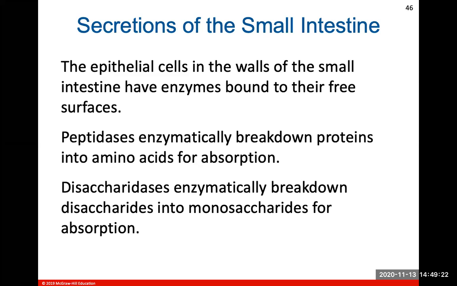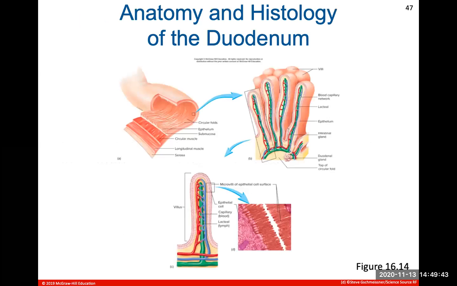The epithelial cells in the walls of the small intestine have enzymes bound to their free surfaces. Peptidases will enzymatically break down proteins into amino acids for absorption, and disaccharidases will enzymatically break down disaccharides, which are rings of two sugars, into monosaccharides for absorption. So the anatomy and the histology of the duodenum is really interesting because you have these villi, which will contain lacteals, blood capillaries, and intestinal glands, all perfectly created for absorbing and digesting food that's being put through it.